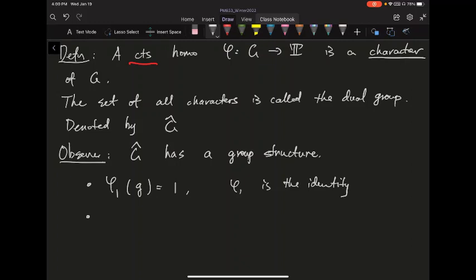If you have, let's say, probably shouldn't use phi 1 here, maybe let's use phi e as the identity. So if I have phi 1 and I multiply by phi 2, to evaluate at g you just do the pointwise multiplication, phi 1 phi 2 of g. Because everything here is abelian, it's quite simple to see that this is well defined and it's also a character.